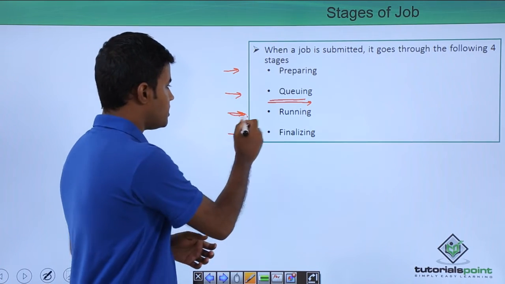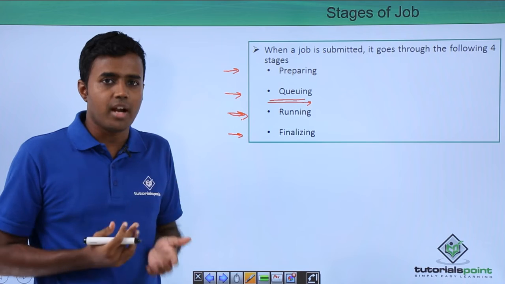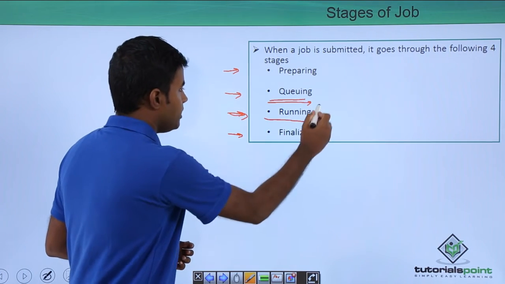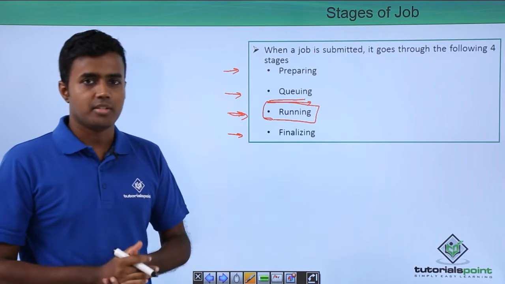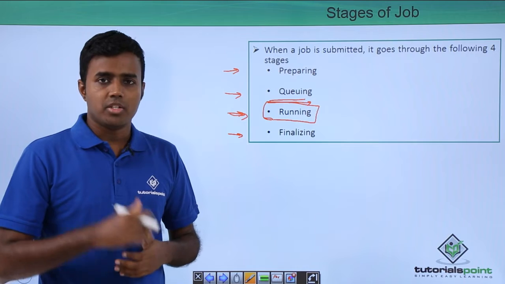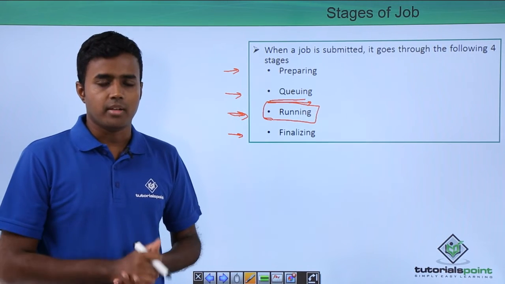And the third stage is the running stage, where it actually runs and you incur cost only in the running stage and not in any other stage. And the fourth stage is the finalizing stage, where the job finalizes the output file.